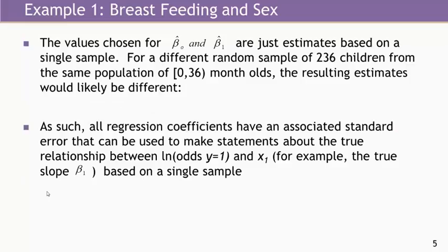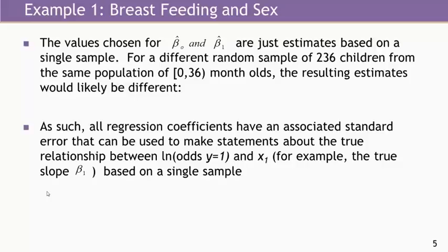So the values chosen for beta naught hat and beta 1 hat are just estimates based on a single sample from a larger population. Suppose by chance we had gotten a different random sample of 236 children from the same population of children 0 to 36 months old. Well, the resulting estimates we would get from the second sample would likely be different just by chance than the estimates for beta naught hat and beta 1 hat we just looked at in our original sample. So there's potential variability in our estimates from sample to sample, and all regression coefficients have an estimated standard error that estimates that potential variability.